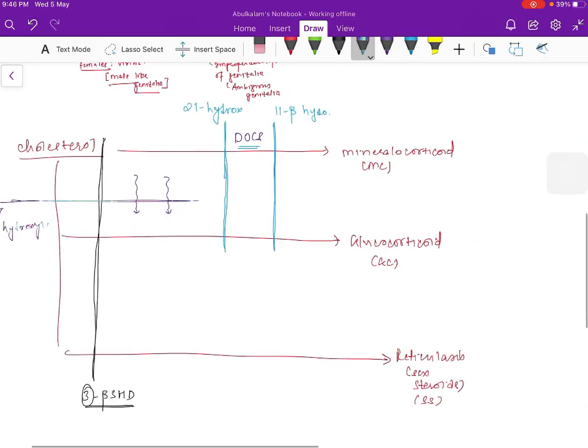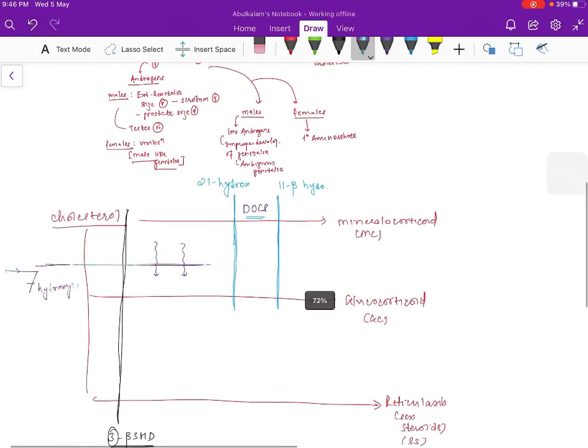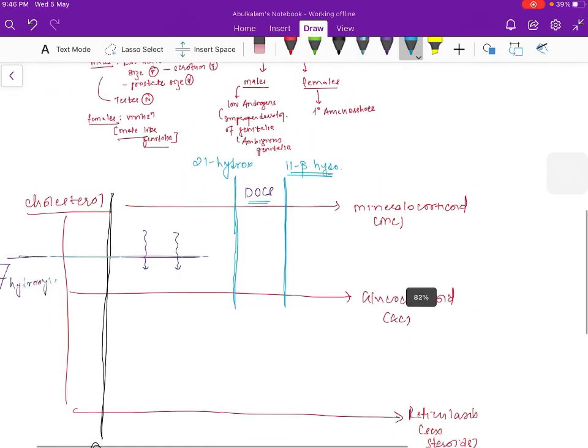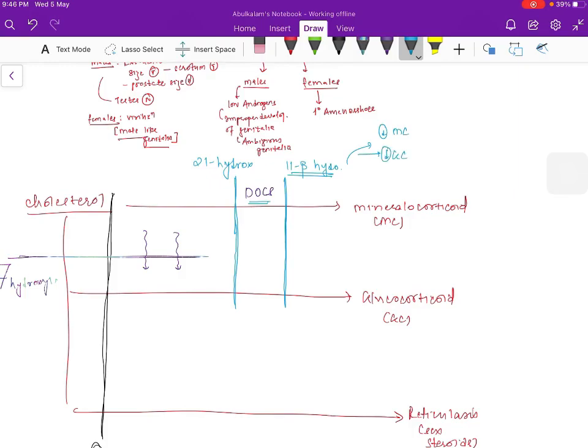Now let us start with the enzyme deficiencies, right? So now first I'll take 11 beta hydroxylase. Now if 11 beta hydroxylase is deficient, as you can see, what will happen? There will be decreased mineralocorticoid, there will be decreased glucocorticoid, and as both are decreased, there will be feedback stimulation of ACTH, which will result in increased sex steroids, right? This is what we would expect if there's 11 beta hydroxylase deficiency.